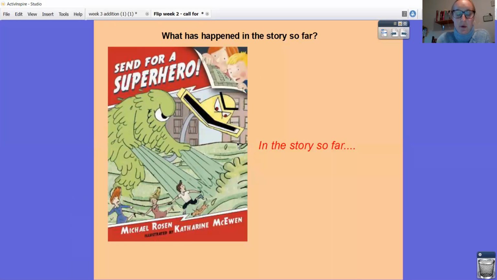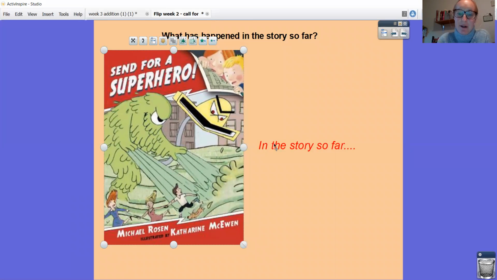Moving on, we have been looking at English in the story Send for a Superhero. We have got 2 mean baddies who've come and started destroying the town. Have a little think. What can you remember about these baddies? What were their names? Which adjectives did we use to describe them?